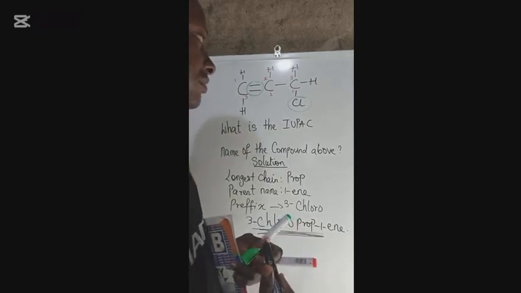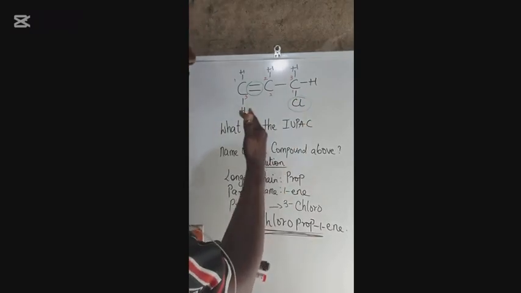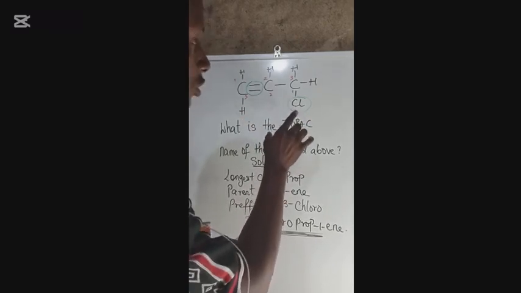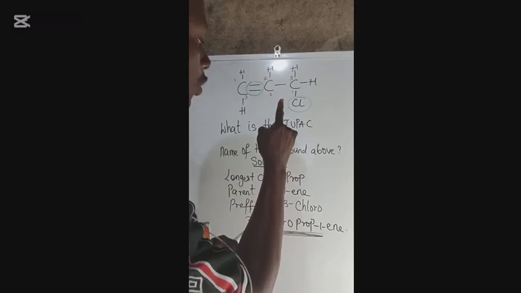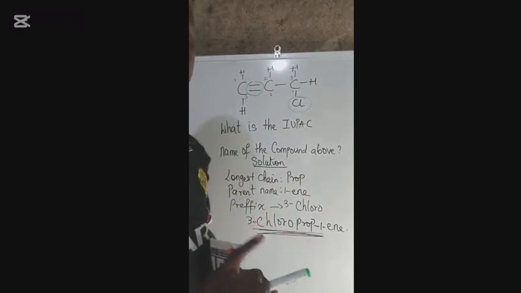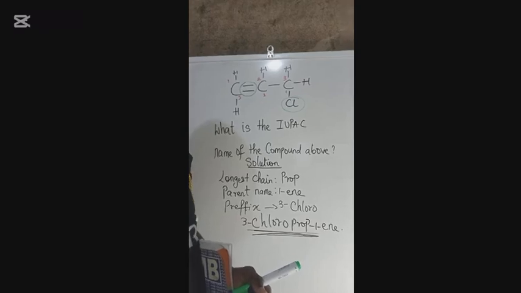And for most of you who will be writing the JAMB-based examination, please do not count from right to left, as you would see that answer amongst your options. If you count from right to left, that would give you 1-chloro prop 3-ene, and that would be very, very wrong.